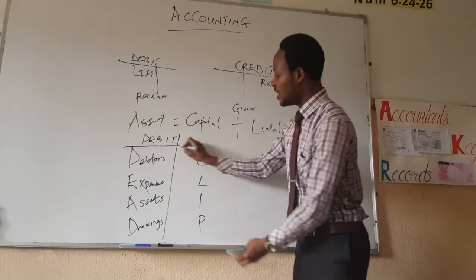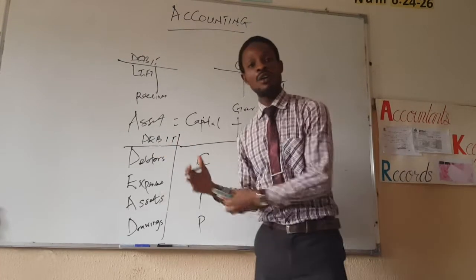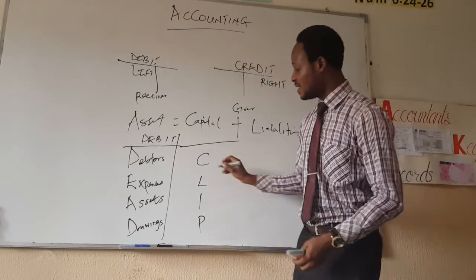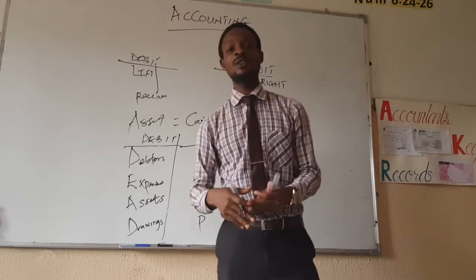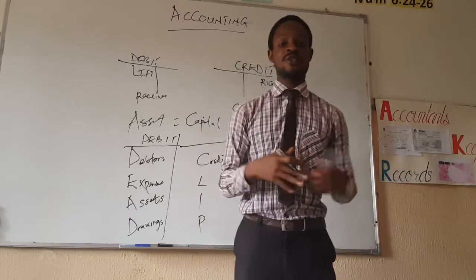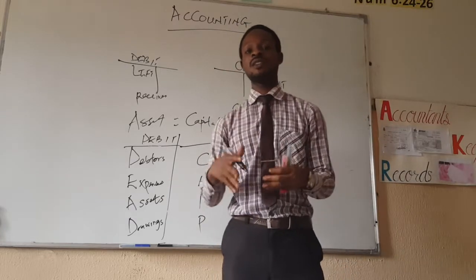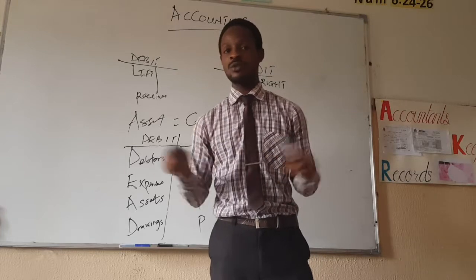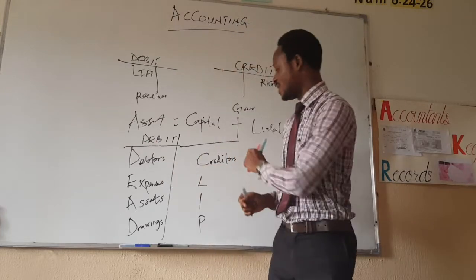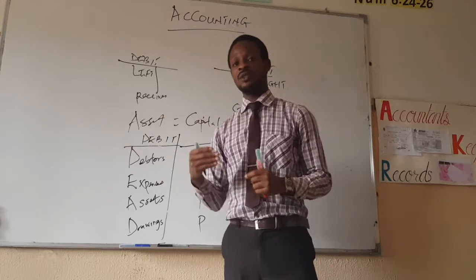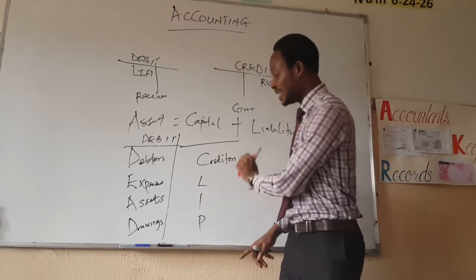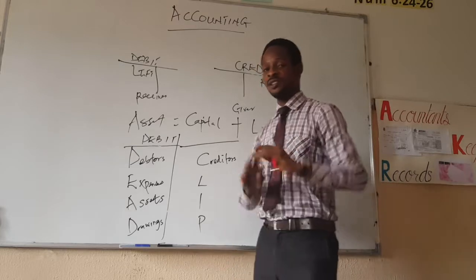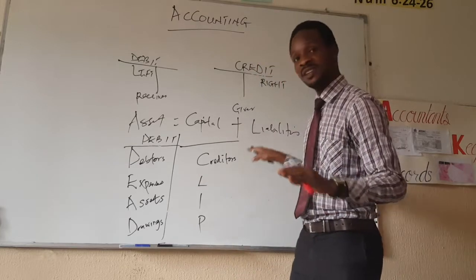Then these ones will have credit entries. Normally, the first C here is creditors. Creditors are individuals, firms, organizations that the business purchases from on credit. That means at the point the business owes creditors. Creditors are individuals or firms that the business owes at the moment. So they will normally have credit entry.